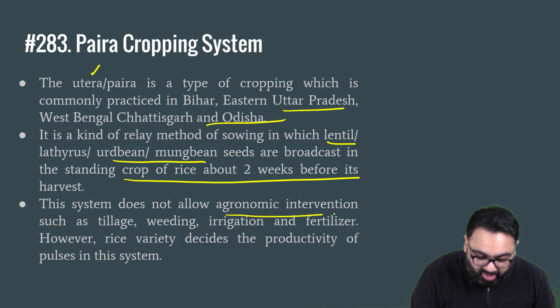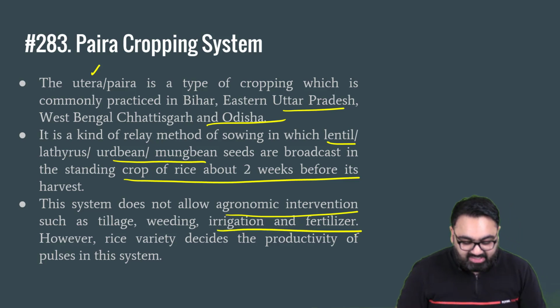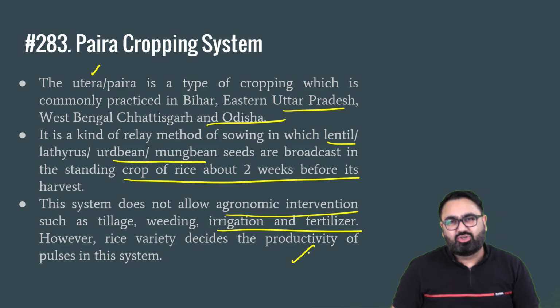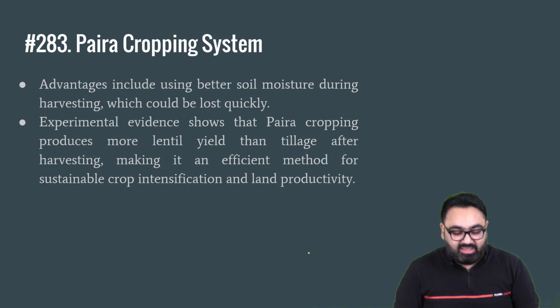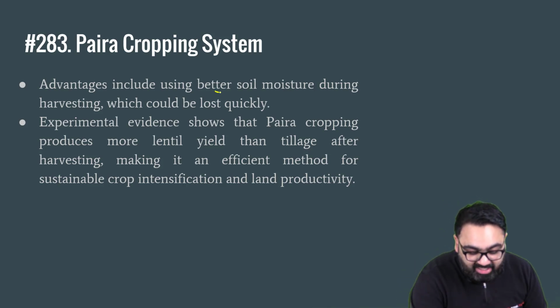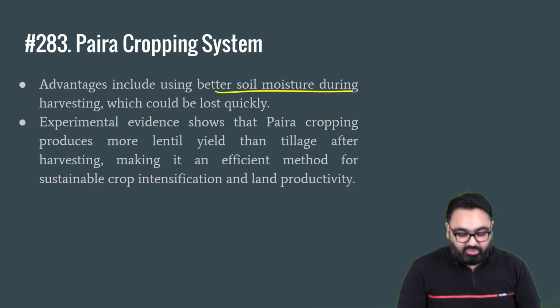This does not allow agronomic intervention such as weeding, tillage, irrigation and fertilizer, etc. The rice variety decides the productivity of the pulses. So usually it is seen that the productivity of pulses improves in this particular area. The advantages mainly include much better soil moisture, which can be lost very quickly in other scenarios.